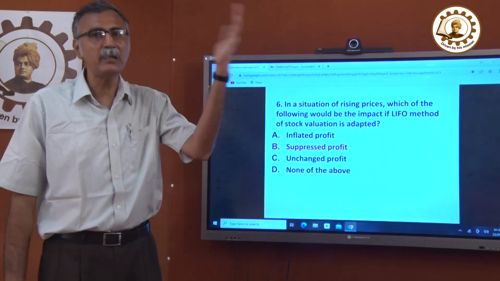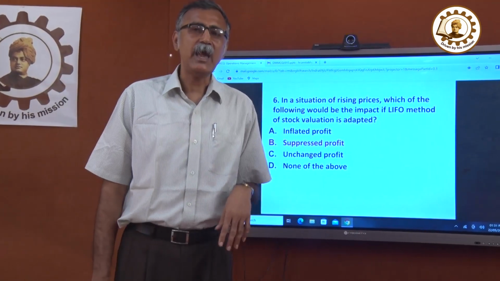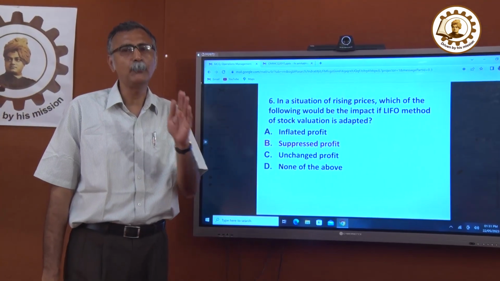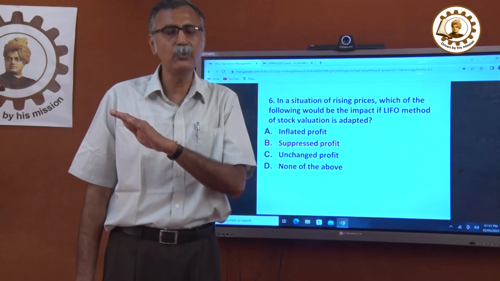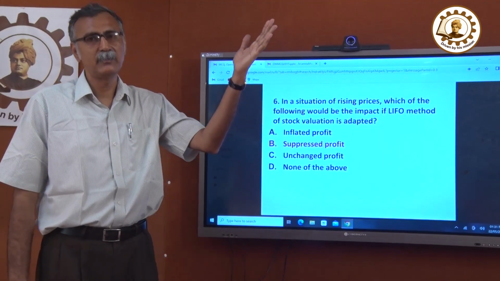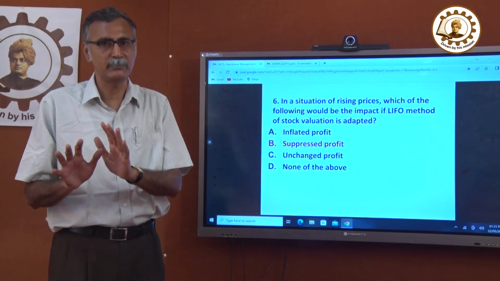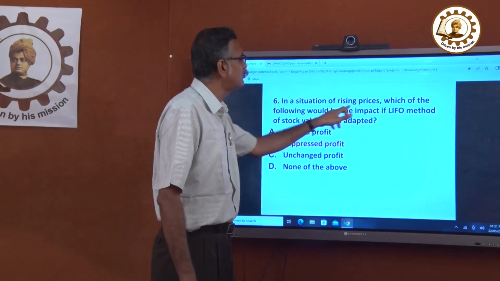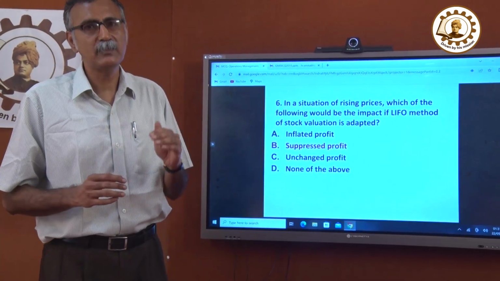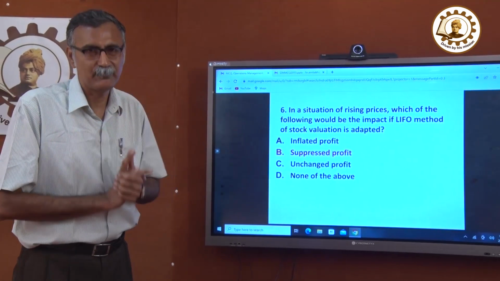So what has been kept earlier at a lower price is still there, and the book value of the stock is now low in comparison to the market price, because the market price of those goods which were stored earlier is more, since inflation exists in the economy. That's why this is the situation of rising prices. So that means your stock value is low, market value is high.